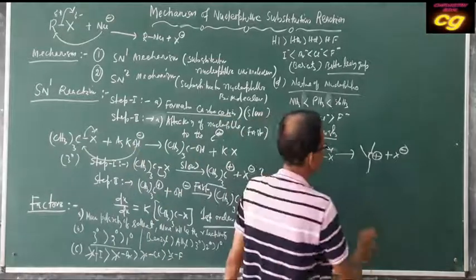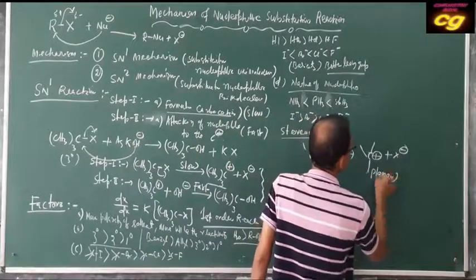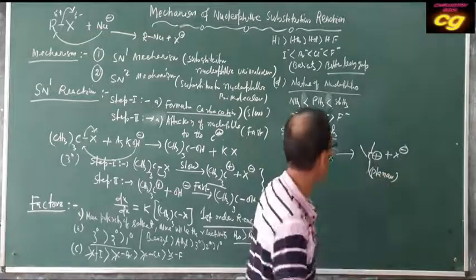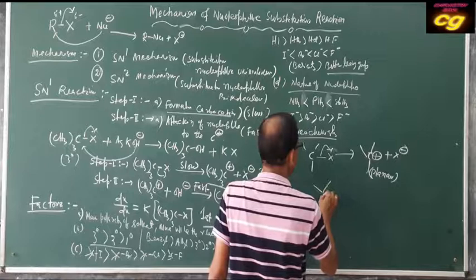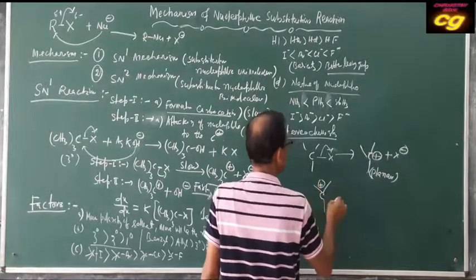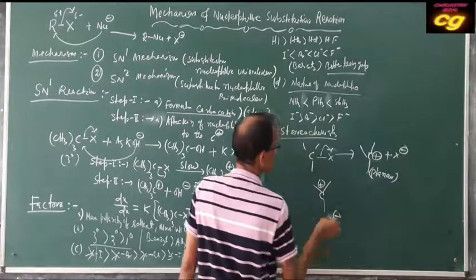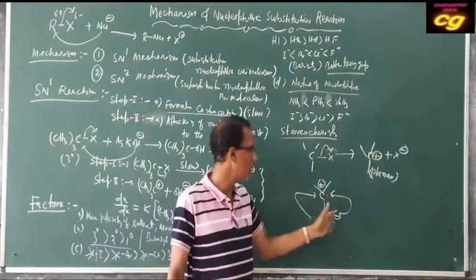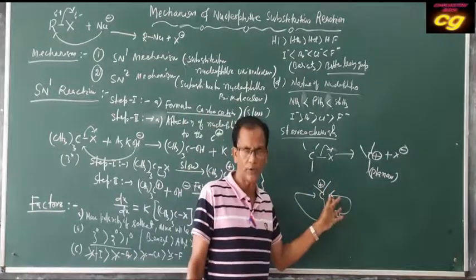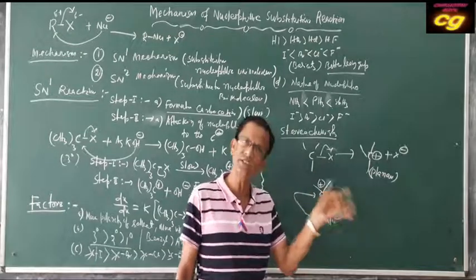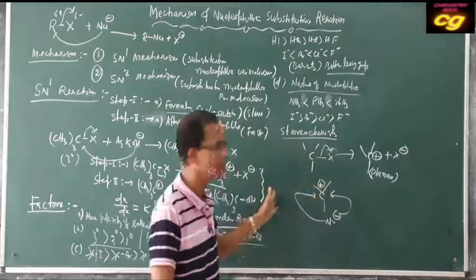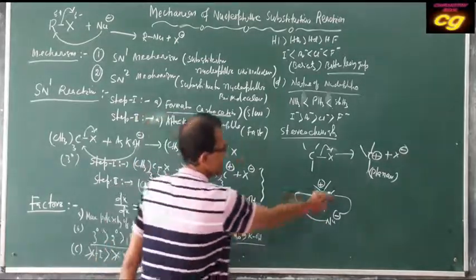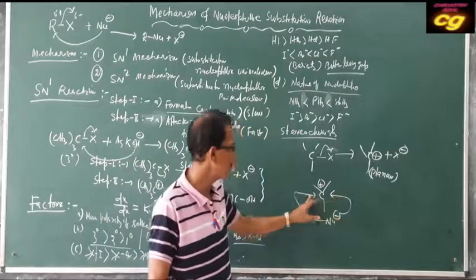As the carbocation is produced, it is planar. Planar means both sides are free. So this is your carbocation, and the nucleophile can attack from the front side or the back side. Front side means the position of the leaving group, the side where the leaving group was fixed, and the opposite side is called the back side. Both front side and back side are free for attack of the nucleophile, because the leaving group has already left.